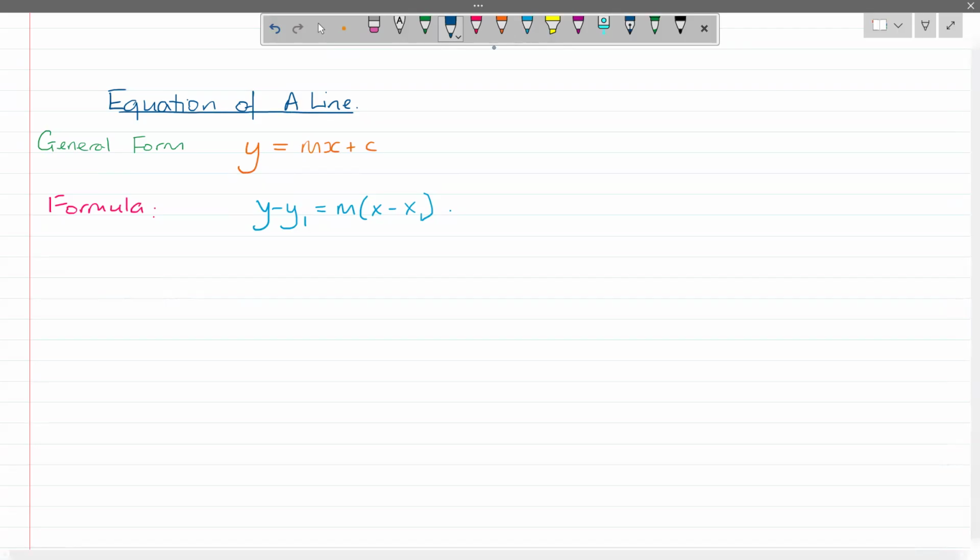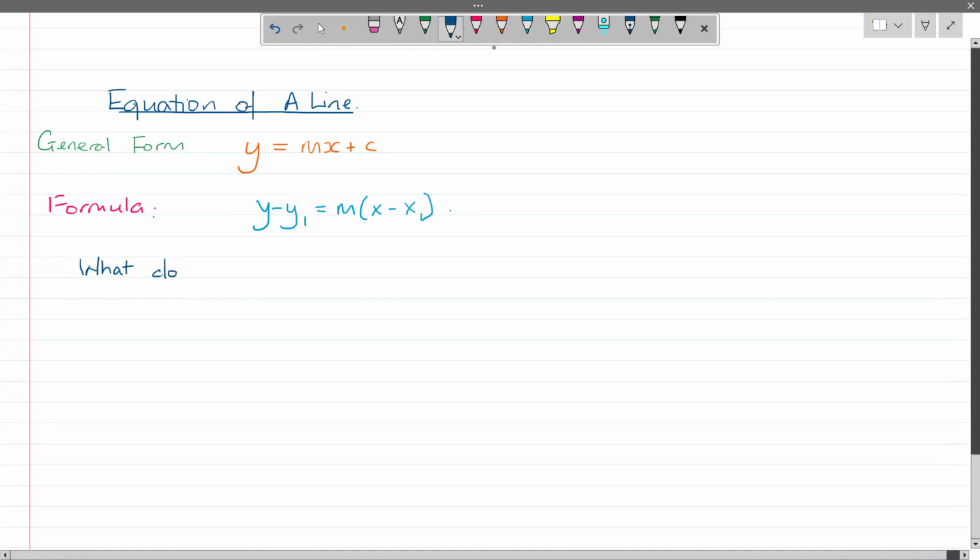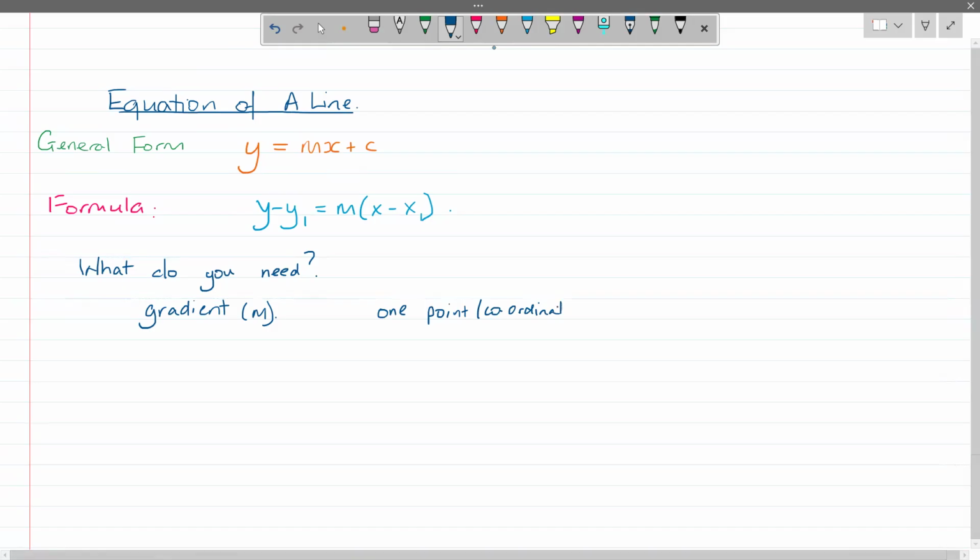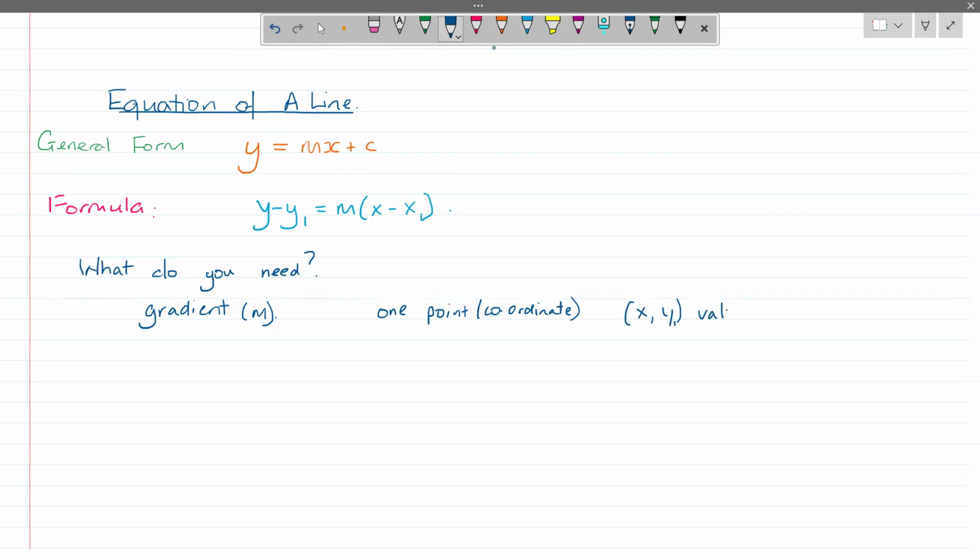Now, to use this formula, you need the gradient, and you need 1 point, or coordinate. And this provides your x1, y1 values.